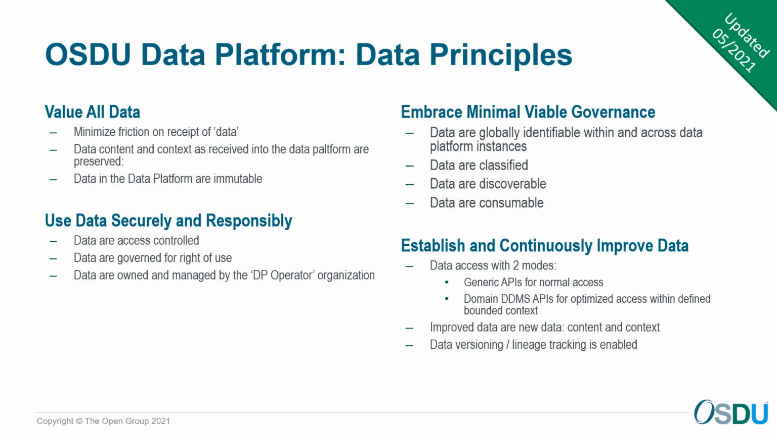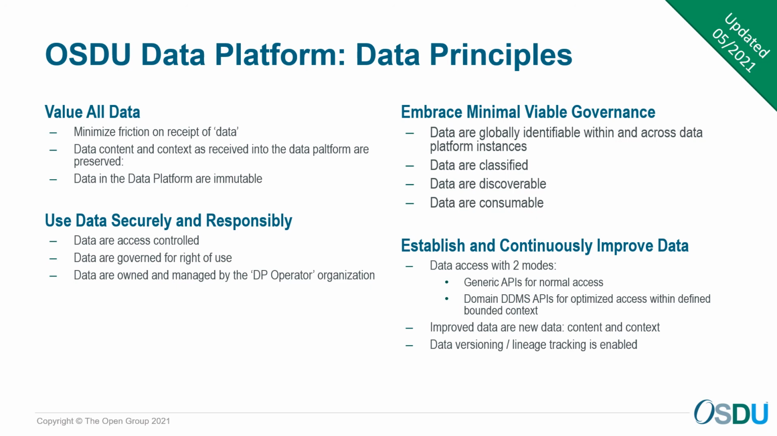So one of the recent ones that was added with the Mercury release is this separation between the generic APIs and the DDMSs. So data can be accessed either way, either generically as it has been brought into the system, or it can be accessed through these optimized APIs which provide usability for applications. Right?